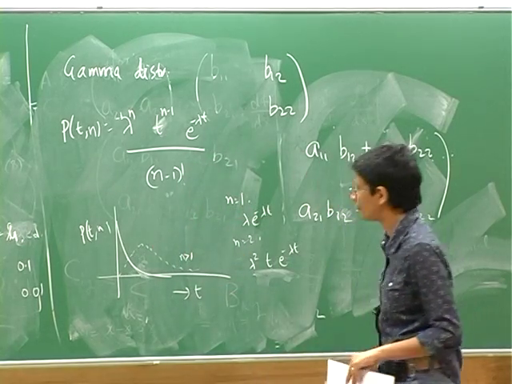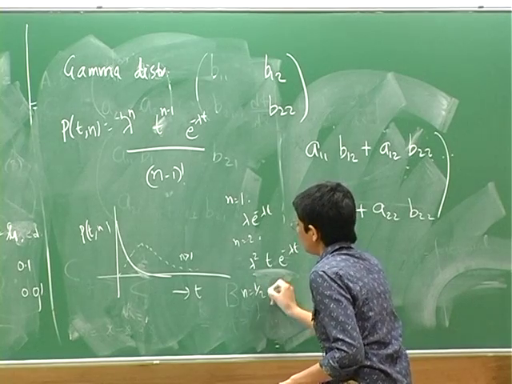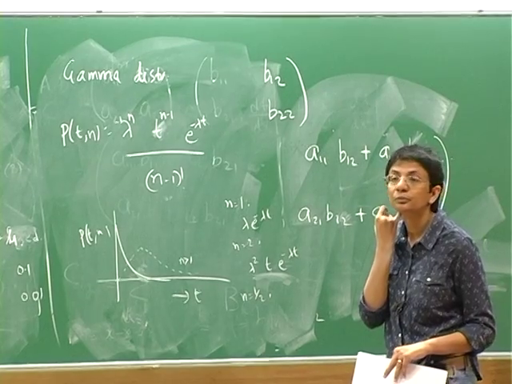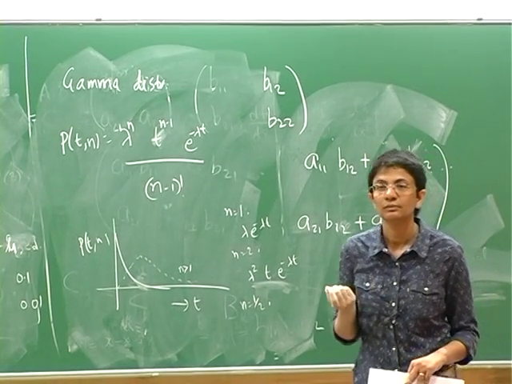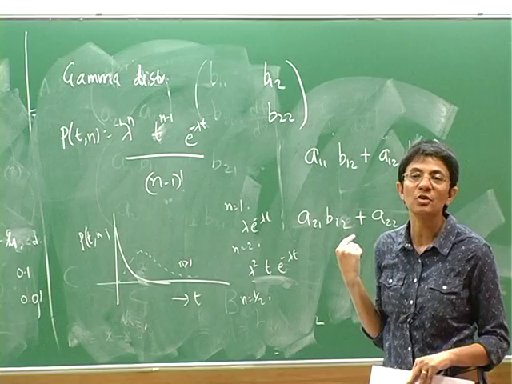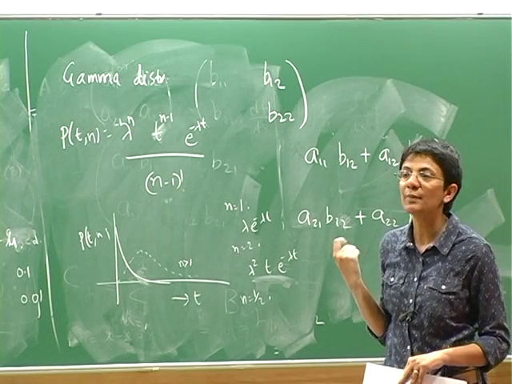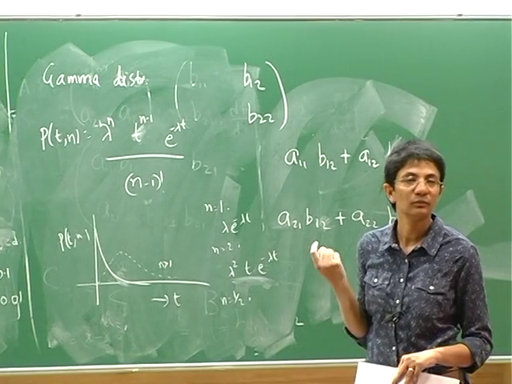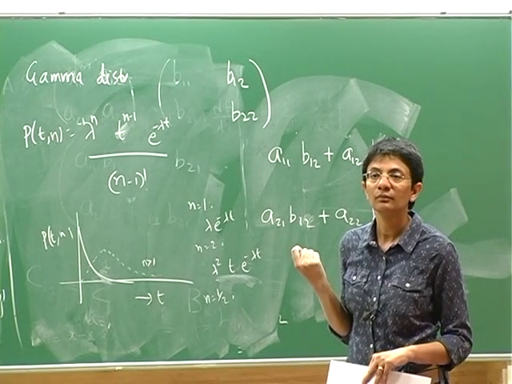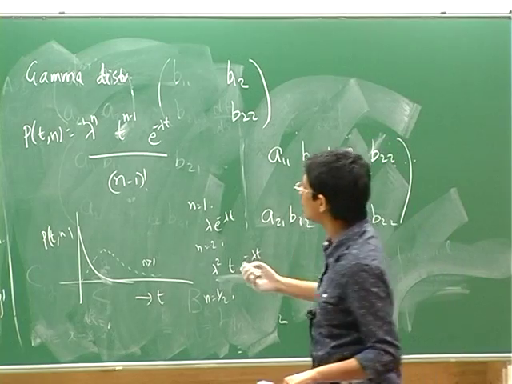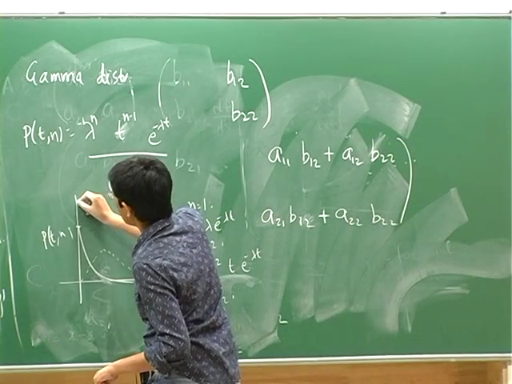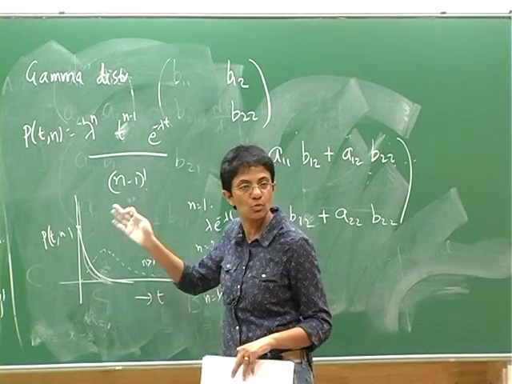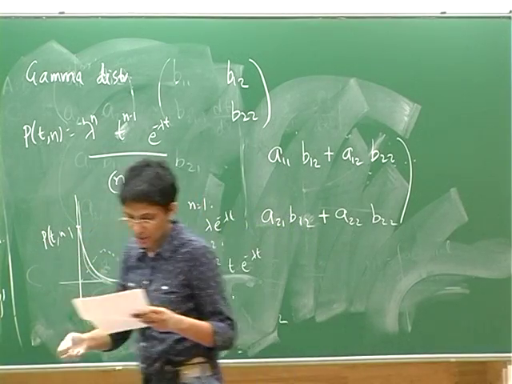Suppose n is half. Then n less than 1, how does it look? What's the shape of this function? What happens at t equal to 0? It diverges, right? This is constant here, and this is like this. Okay? It's more squeezed on this side.